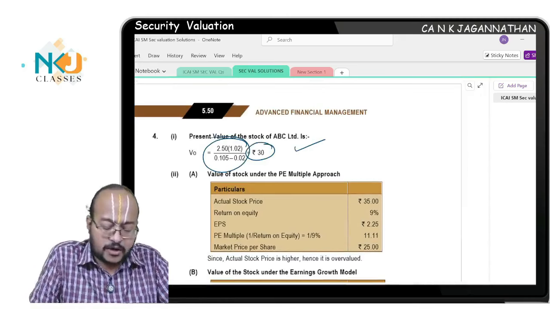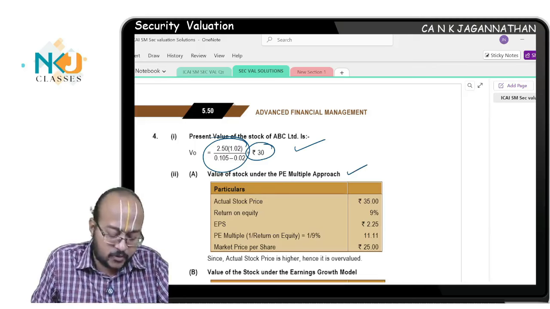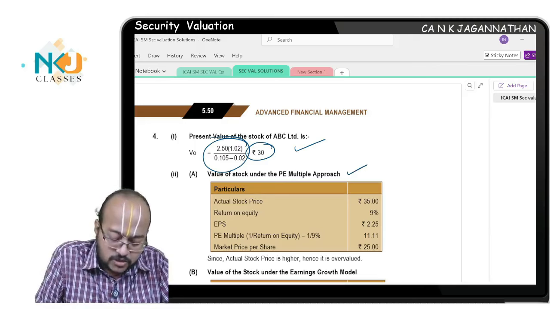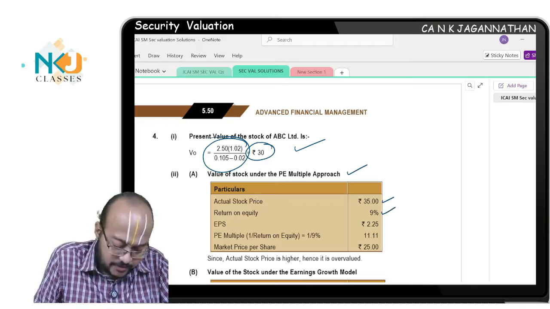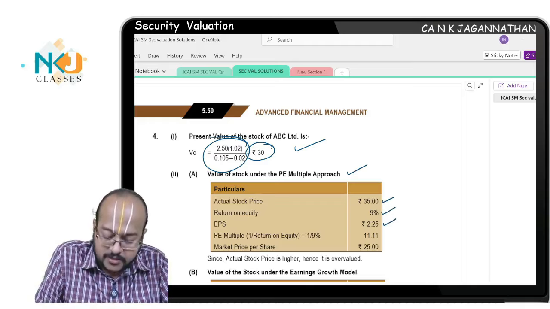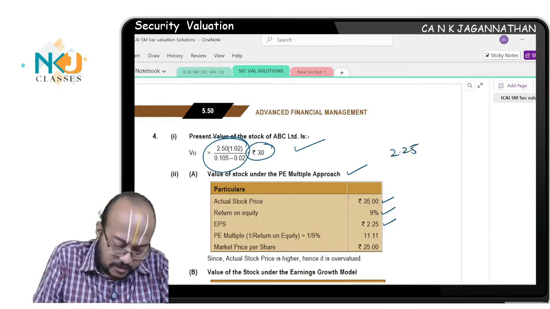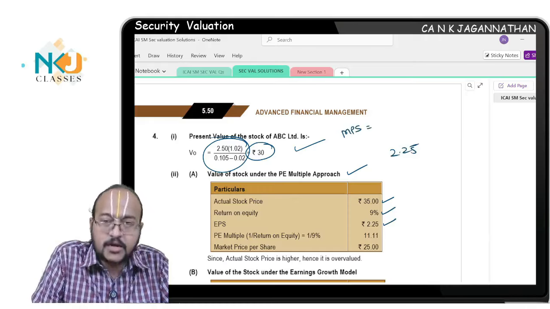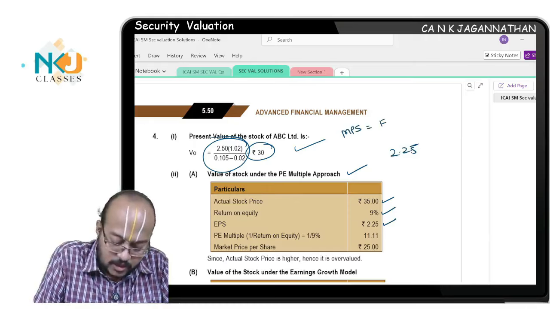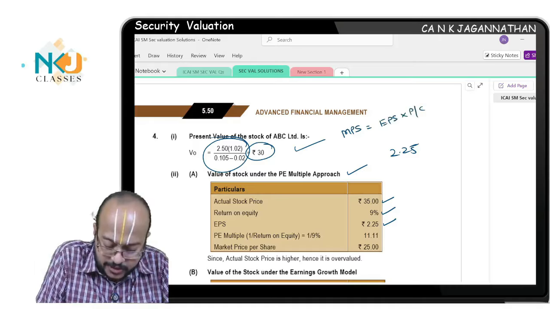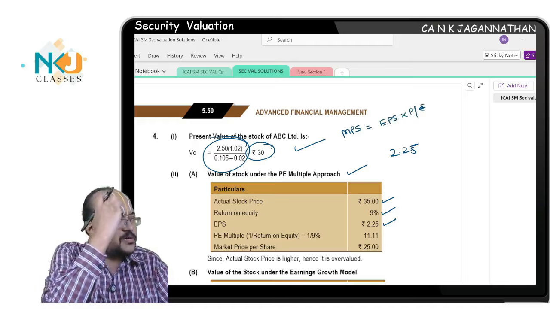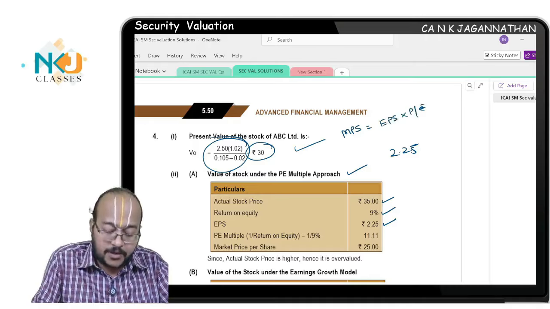Now, value of the stock under PE multiple approach. PE multiple approach, very simple and straightforward. Actual stock price is 30, return on equity 9%, EPS this much. See, EPS they have given us 2.25. Very simple. I'll tell you one thing. Here, MPS as per the PE ratio approach is nothing but EPS into PE ratio. You already know that MPS is nothing but EPS into PE ratio. EPS they have given straight away.